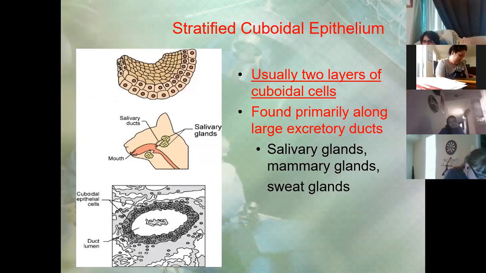Stratified cuboidal, this is more than one layer of cube-shaped cells. This is going to be found in certain ducts, and a duct is an area in a gland that helps to move stuff out of the gland and into the environment, either inside environment or outside environment. Now with the stratified cuboidal, it's important to note, generally we're going to see it in layers of 2. It doesn't matter if it's 2 layers, 10 layers, 100 layers. If it's more than one layer, it's considered stratified.